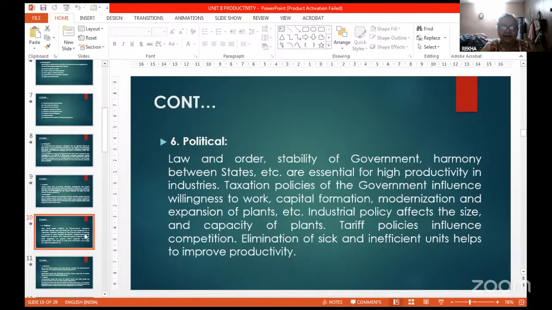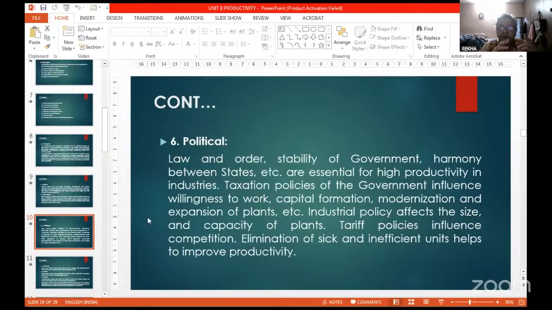Then political factors. Naturally, if there is no law and order, no stability of government. For example, in the early 70s, especially in Bengal and nearby areas, production was badly affected by the Naxalite movement, and that adversely affected the productivity of the firms or organizations situated in that area.